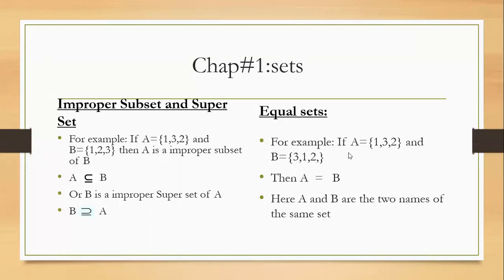A and B are equal sets only if each element of A belongs to set B and each element of B belongs to set A. Then set A is equal to set B. Clear? Now here you can say that A and B are two names of the same set. Am I right? You can see that A and B contain the same elements. That means A and B are two names of the same set.